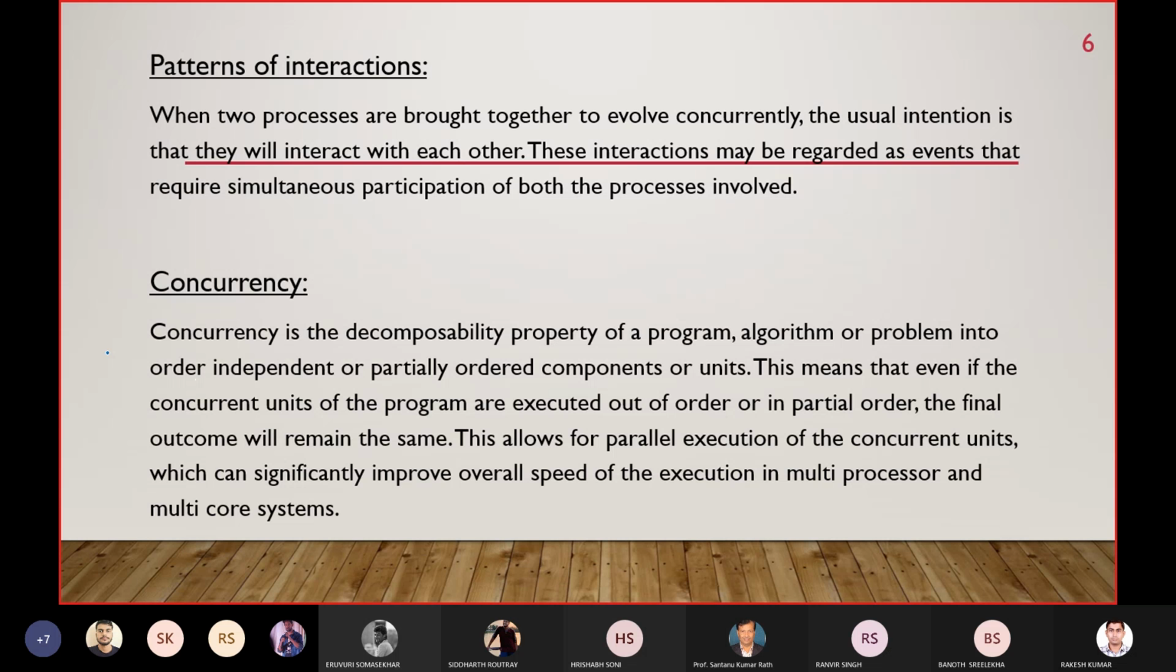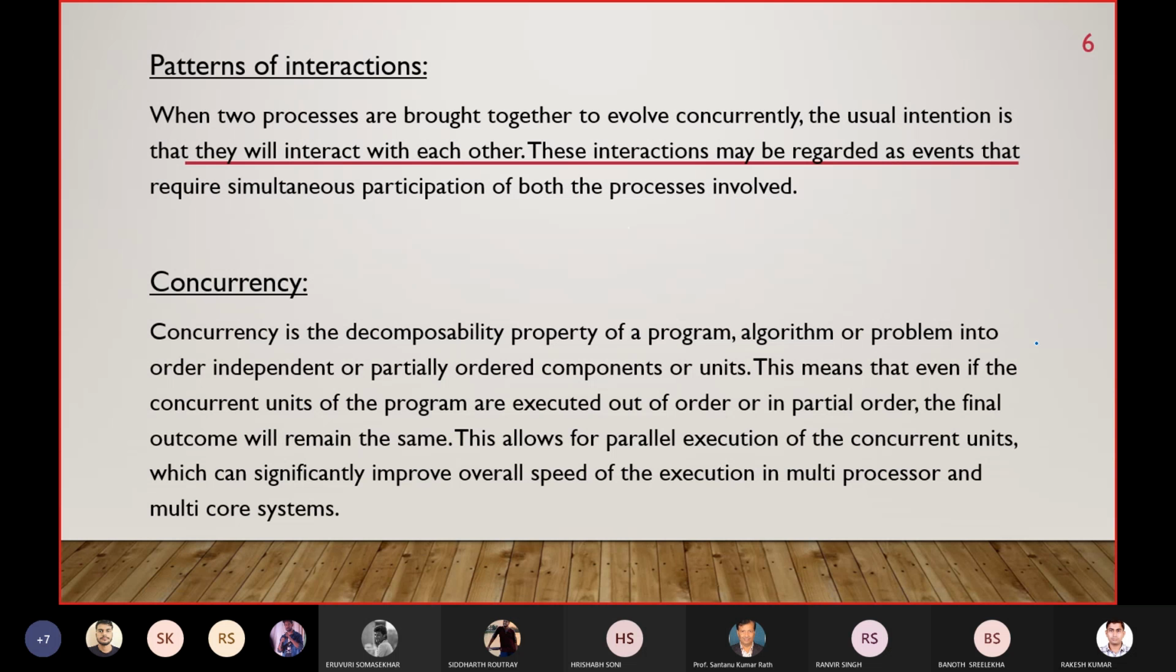Now, concurrency. Concurrency is the decomposability property of a program, algorithm, or problem into order-independent or partially ordered components or units. What does this mean? This means that even if the concurrent units of the program are executed out of order or in partial order, the final outcome will remain the same.